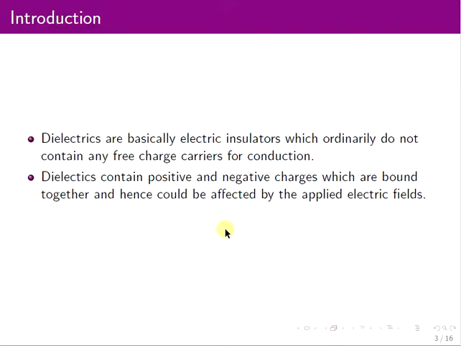So we can say that these are electric insulators which contain positive and negative charges, but which are bound together and hence cannot be freely moved by the applied electric field. Dielectrics contain positive and negative charges which are bound together, so they are electrically insulating, but they can be affected by the application of an electric field.